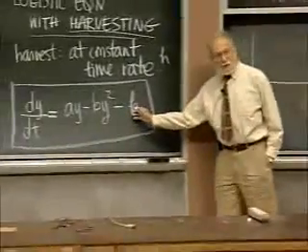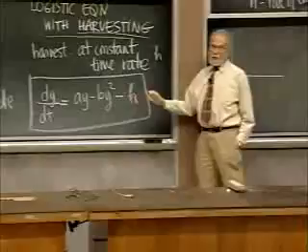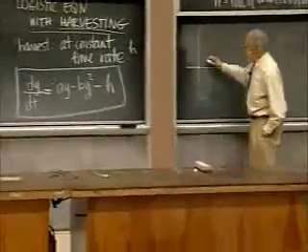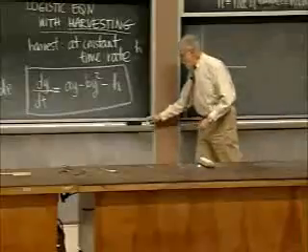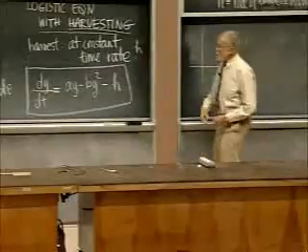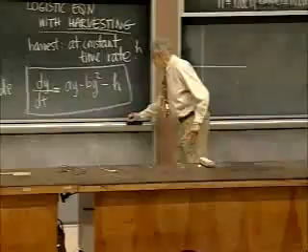If h is 0, that's the smallest harvesting rate I could have, the picture looks like our old one. So if h is 0, the picture looks like, what color did I, okay, pink.